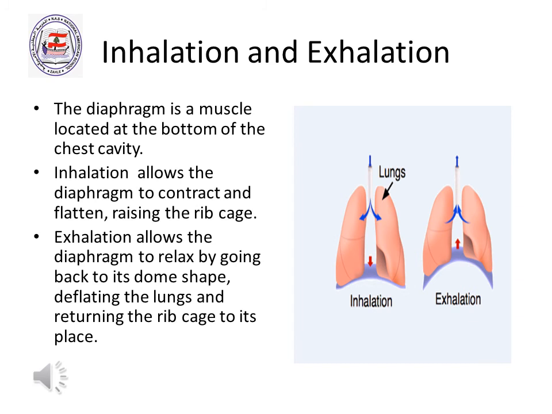How do inhalation and exhalation occur? The diaphragm is a muscle located at the bottom of the chest cavity. You can see it in the figure in blue color at the bottom of the lungs. Inhalation allows the diaphragm to contract and flatten, raising the rib cage, while exhalation allows the diaphragm to relax by going back to its dome shape, deflating the lungs, and returning the rib cage to its place.